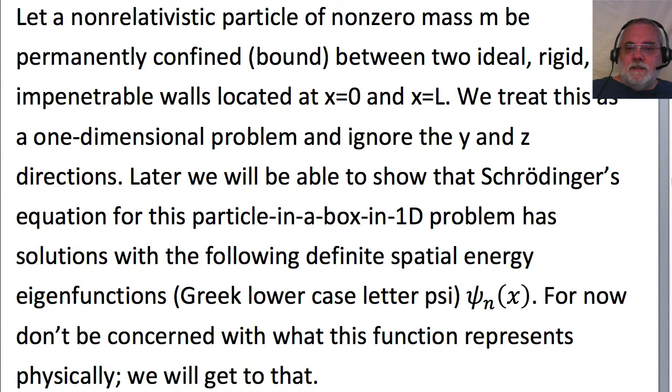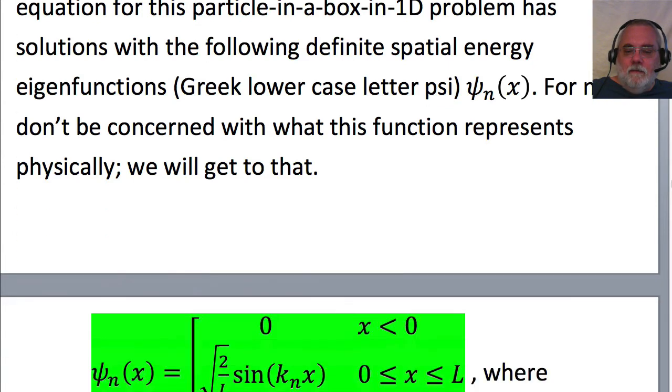Let a non-relativistic particle of non-zero mass m be permanently confined, bound between two ideal rigid impenetrable walls located at x equals 0 and x equals L. Particle in a box. Treat this as a one-dimensional problem, ignoring y and z. Later we will show that Schrödinger's equation for this particle in a box has solutions with the following definite spatial energy eigenfunctions, which we represent with the Greek lowercase letter psi, and there will be different possible energies and eigenfunctions, which we'll index by integer n. So energy eigenfunction lowercase psi sub n, which will be a function of position x. For now, don't be concerned with what the function represents physically. We'll talk about that later after we see the form of the functions.